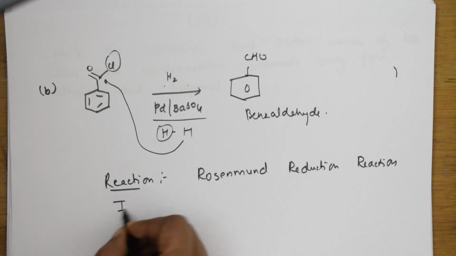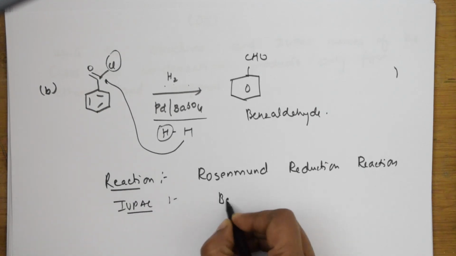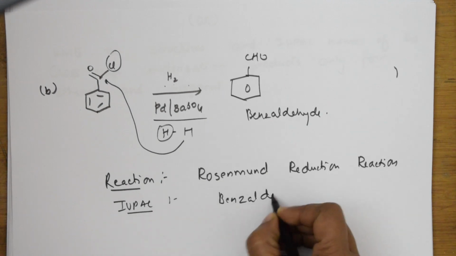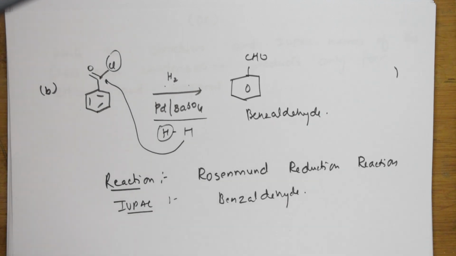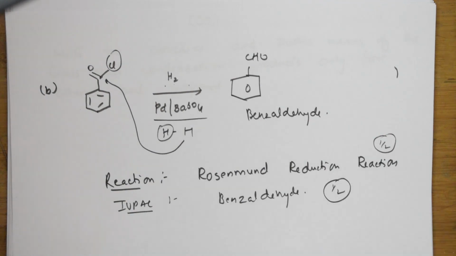The IUPAC name they've asked me. So the IUPAC name is nothing but benzaldehyde. Okay, right. So I hope, students, the reaction is clear. Both the things, one is the HVZ reaction, one is the Rosenmund reduction. Here you'll be getting half mark, and here you'll be getting half mark. Let's come back and see the next question.